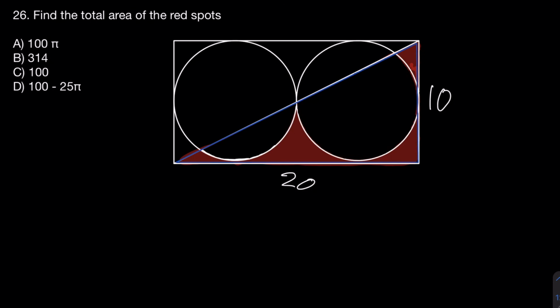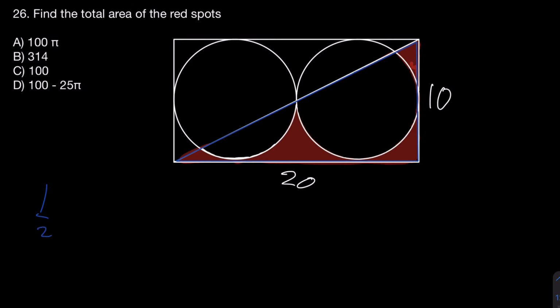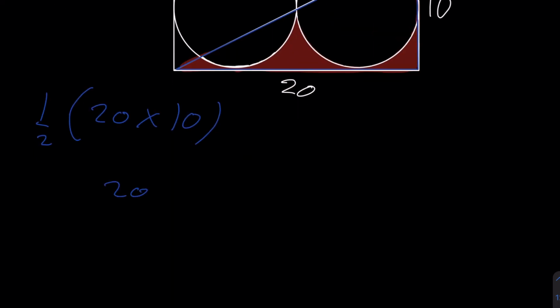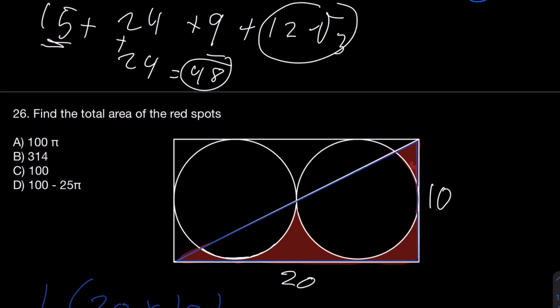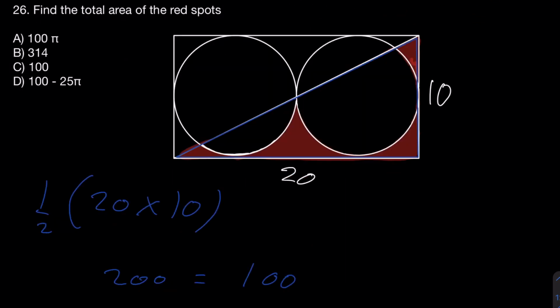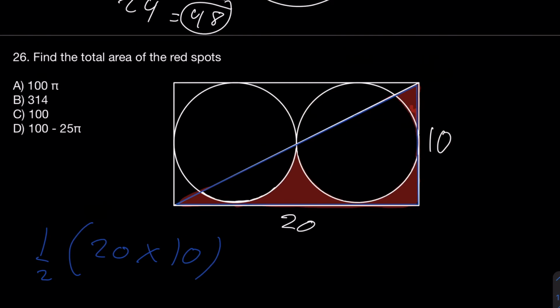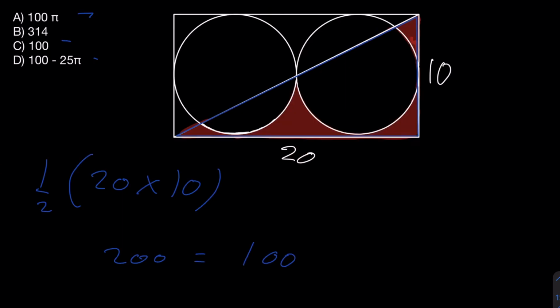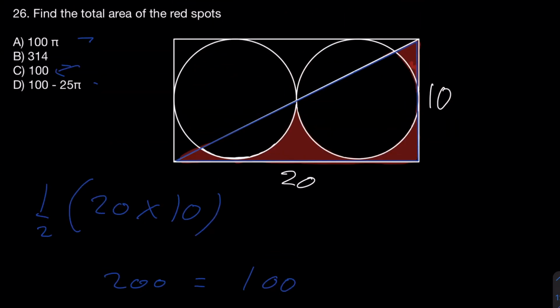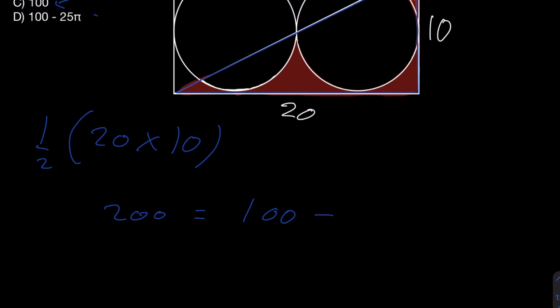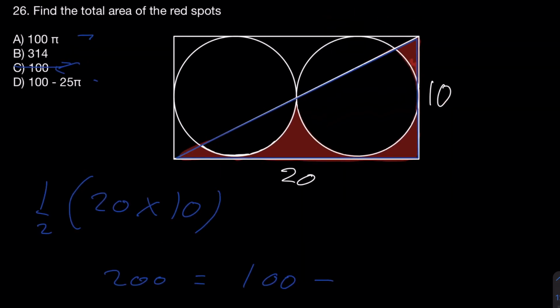So let's get it started. The area of the triangle is half base multiplied by height. 20 multiplied by 10 is 200. Half of 200 is 100. You can start looking at the choices. Maybe there's something here, right? It's definitely not 100, because we're going to subtract the area of the circle from it. So we can take that off.